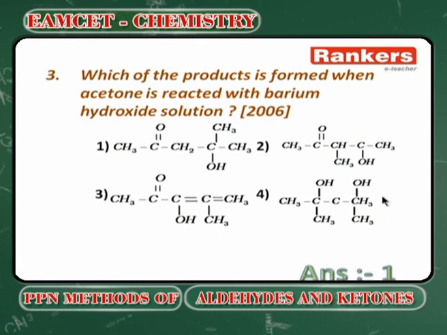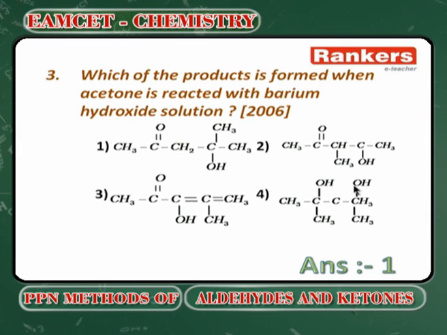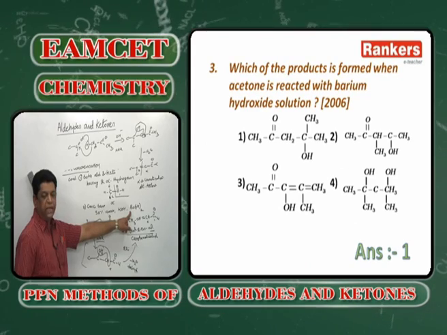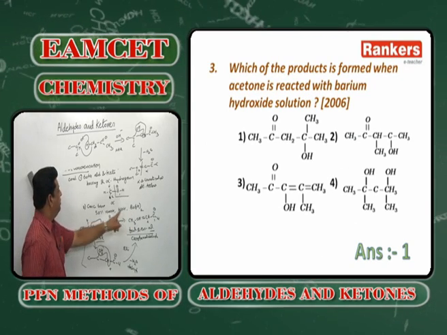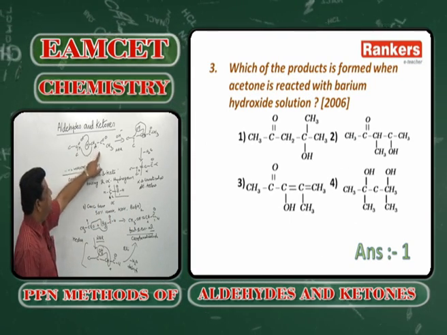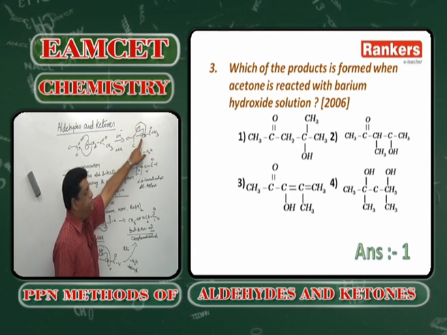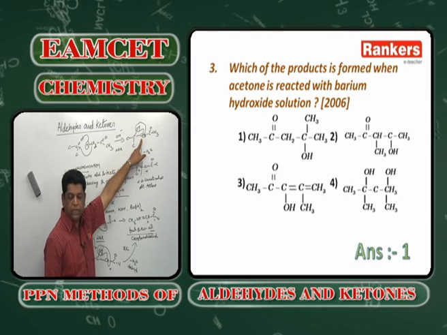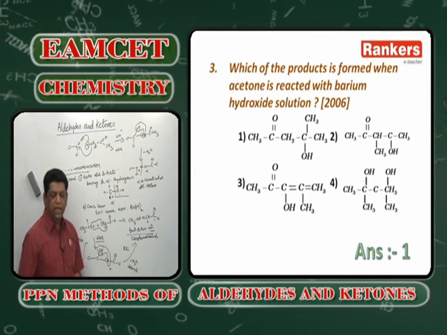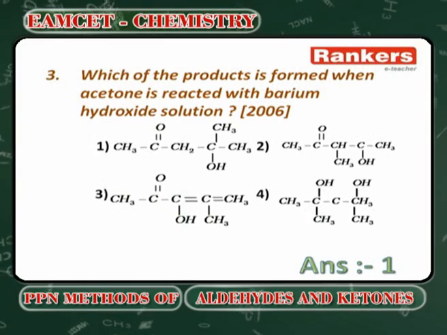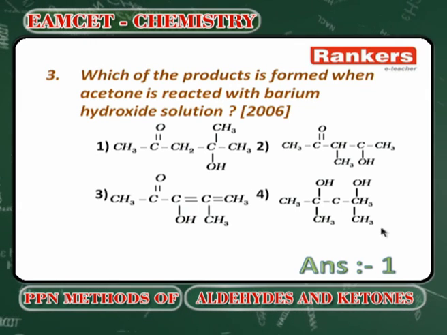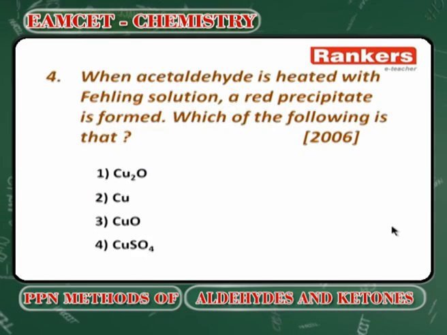Next, which product is formed when acetone is reacted with barium hydroxide? As I said, even barium hydroxide can be used as a catalyst. Here acetone is added to acetone, so this type of beta hydroxy carbonyl compound is expected. Answer 1 is the right answer. One acetone is added to another acetone, right? Answer 1 is the right answer.